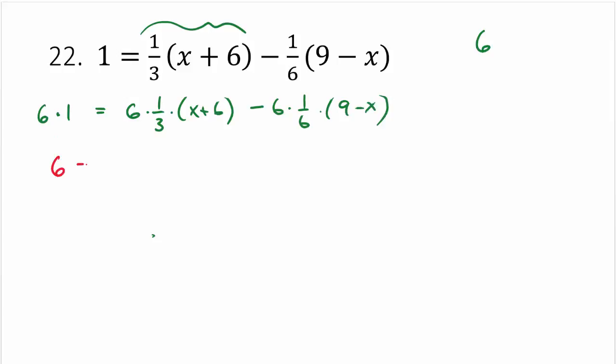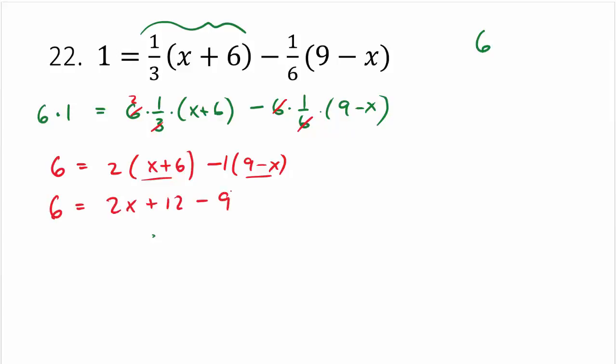So this is 6. 6 times 1/3 is 2. So I have 2 times (x plus 6) minus, this is giving me a 1 in front, so minus 1 if you want, times (9 minus x). Notice the things inside the parentheses didn't change because I have not yet distributed. So now I have 6 equals 2x plus 12 minus 9 plus x. So I have 6 equals 3x plus 3. Subtract the 3 from both sides. We have 3 equals 3x, and divide by 3, x equals 1.